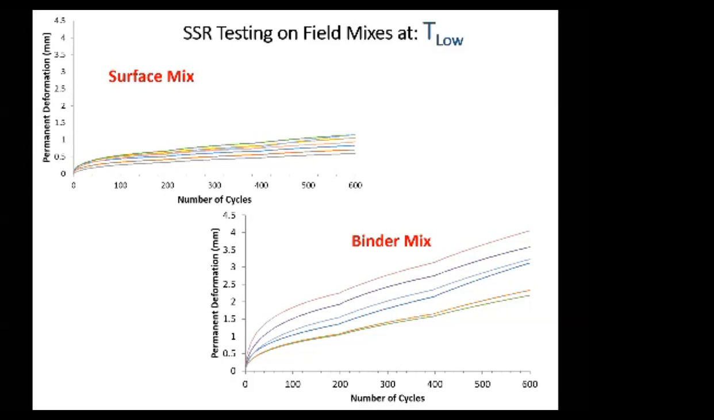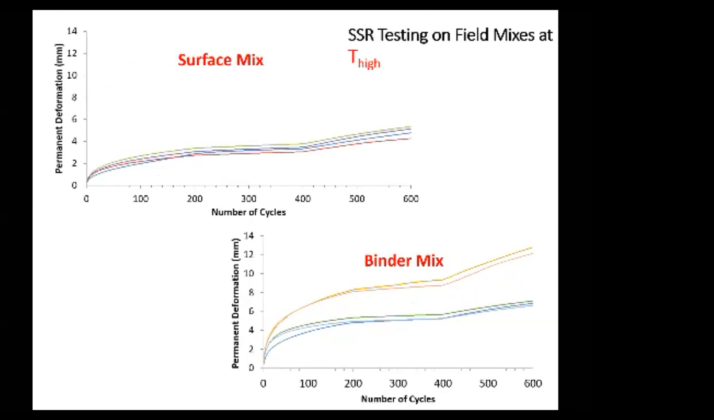These tests were done at T low, which happened to be 38 degrees Celsius in this case. At T high, which is 60 degrees Celsius, we also brought specimens and we tested them through the SSR. For the surface mix, again, we got consistent viscoplastic strains up to 4 or 5 millimeters. But the binder mix at 60 degrees C gave us a lot of deformation, up to 12 millimeters of rutting, which is very high. And again, there was a big discrepancy and variability between different specimens.